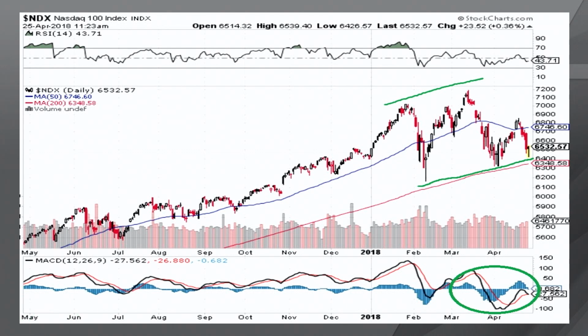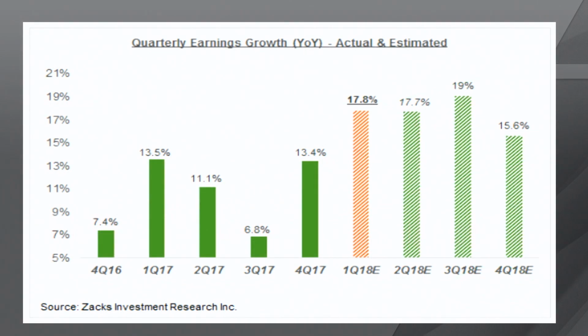Okay, and look at the MACD there, back on the NASDAQ 100 chart. MACD looks like it's got a chance to turn. If we can make a flush and come back up, that works for me. All right, now let's talk about earnings.